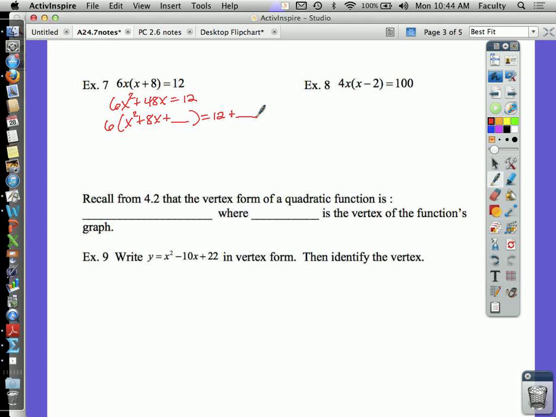So I take half of 8, which is 4, and I square it. So I've really added 96, 6 times 16. Then divide by 6. So x is -4 plus or minus 3 square root 2.